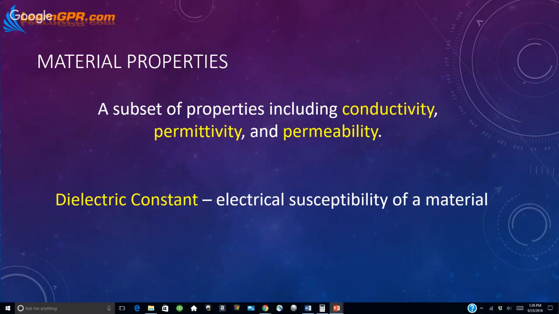The two that really affect the performance of GPR equipment are conductivity and permittivity. These are considered the electrical dielectric properties. Permeability is considered the magnetic dielectric property, and that often has a significantly smaller effect on your GPR survey. So conductivity and permittivity are the driving properties for your survey.